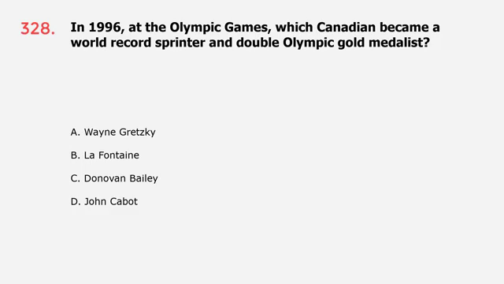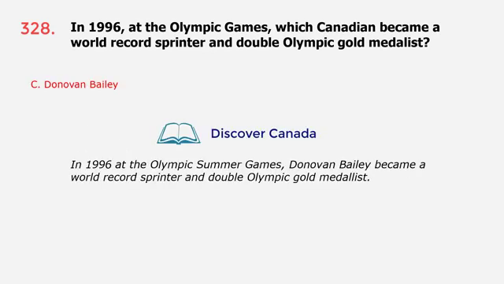Question 328. In 1996, at the Olympic Games, which Canadian became a world record sprinter and double Olympic gold medalist? A. Wayne Gretzky. B. LaFontaine. C. Donovan Bailey. D. John Cabot. The answer is C. Donovan Bailey.